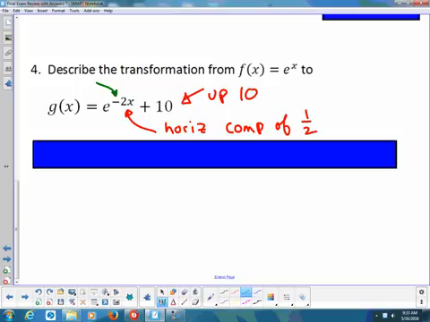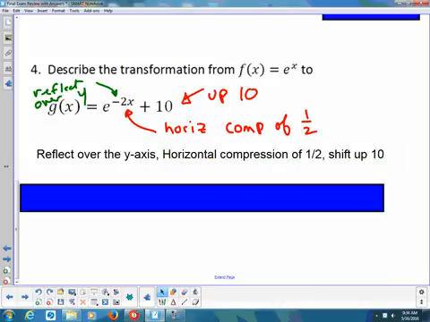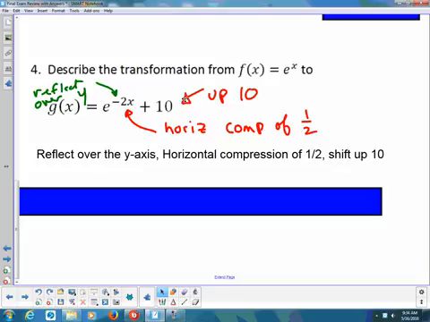Is it going to reflect over the x-axis or reflect over the y-axis? Do people agree? Now Patrick just changed his mind again. If you make the x itself negative, like here, that's a reflect over the y-axis. So your transformations are reflect over the y-axis, horizontal compression of 1/2, and a shift up 10. Are we okay with this one?